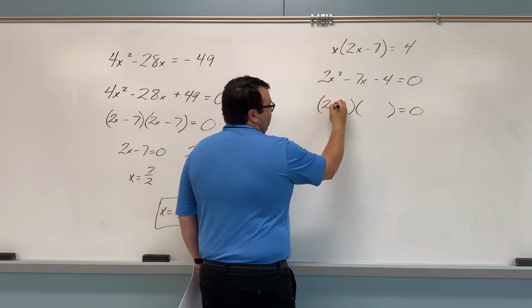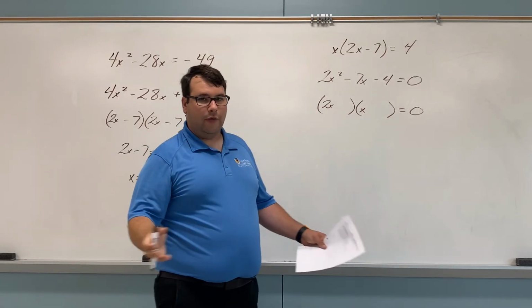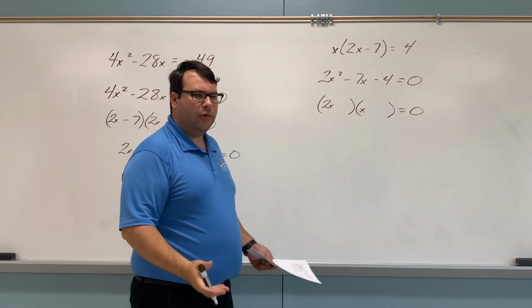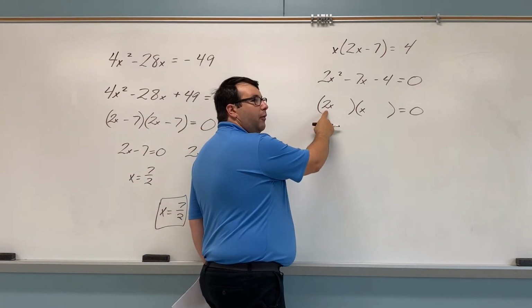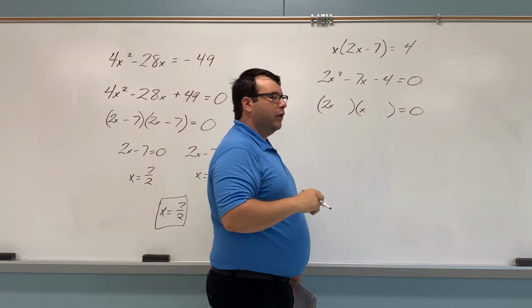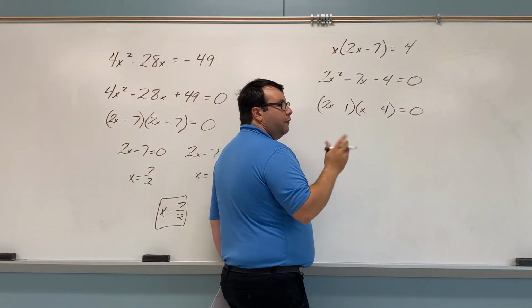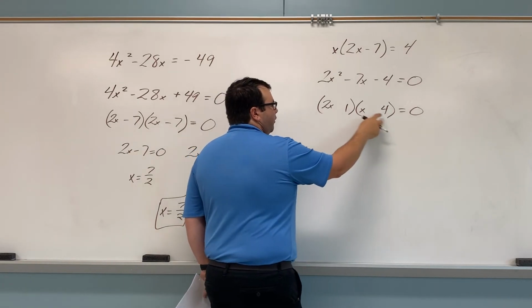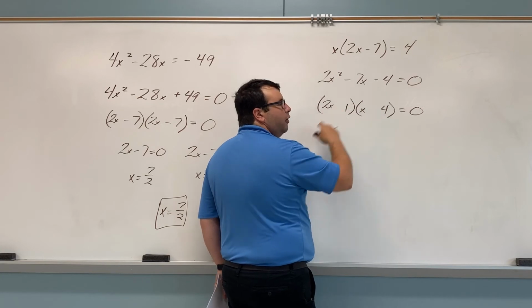Factors of 2x squared, I got 2x and x. Factors of 4, well, I've got 1 and 4, and I've got 2 and 2. The question is, how do I get 7? Keep in mind, you still have this term to play with. So I'm going to say, let's do 4. So if I put 4 here, 1 there, so 1 and 4 is my pair. 2 times 4 is 8. This gives me 1. So yeah, that could give me 7.